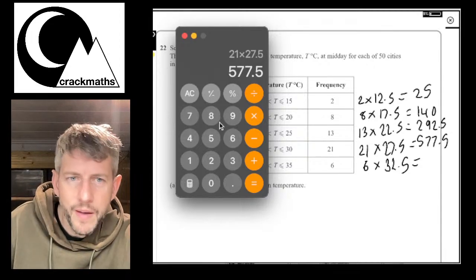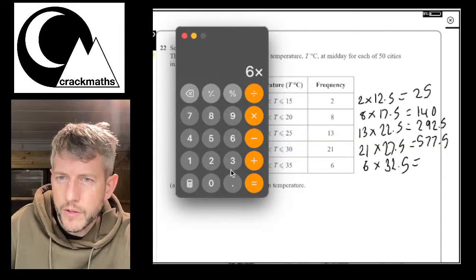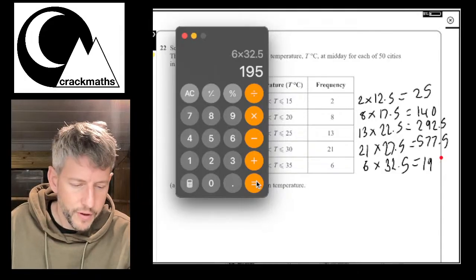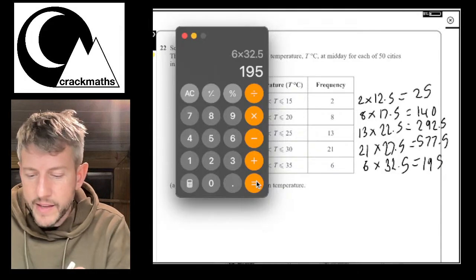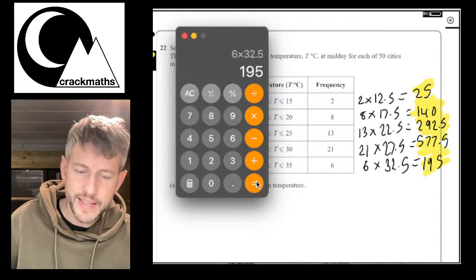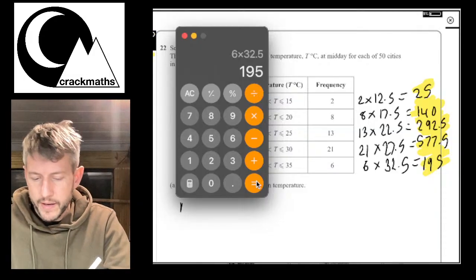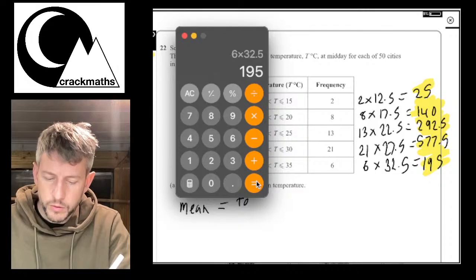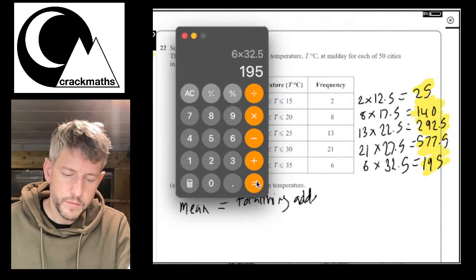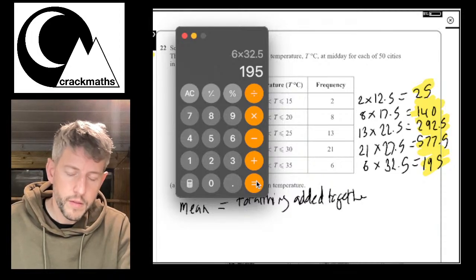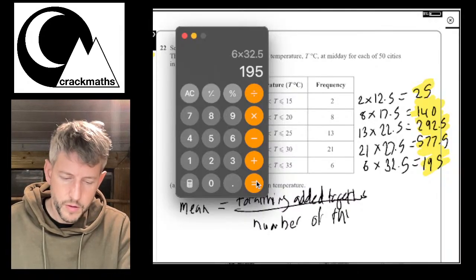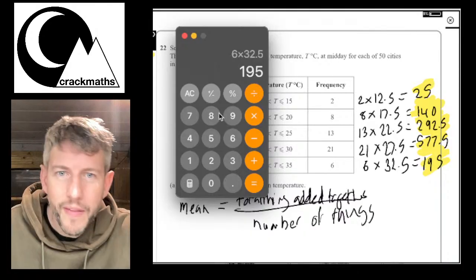577.5. And then we've got 6 times 32.5, and so that equals 195. Okay, so if we add up all of these, this is all of the temperatures of all of the cities added together. So remember, your mean is equal to the total, the total things added together, divided by the number of things. Okay, so in order to finish this question, sorry, that handwriting was appalling.